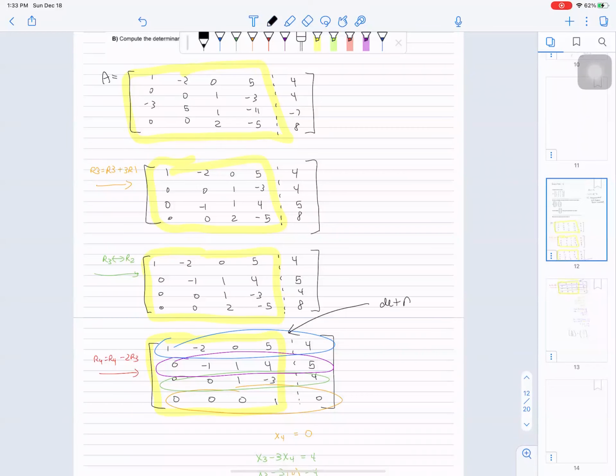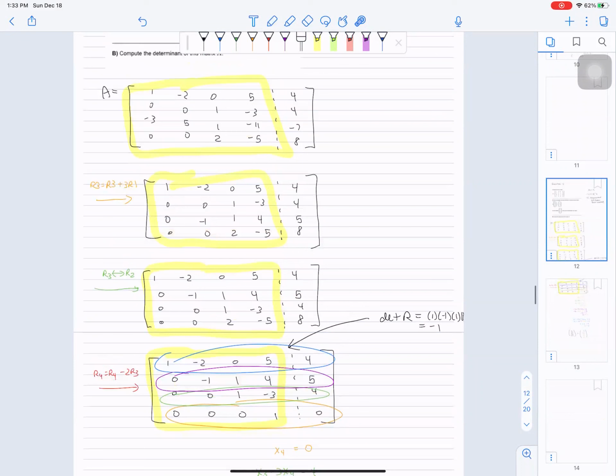The determinant of R is, well, now that it's in an upper triangular form, I can just multiply the terms on the diagonal, which are 1, negative 1, 1, and 1. So I get negative 1. But I need to get back to A. So what is the formula? Determinant of A equals determinant of R divided by whatever changes I made. So what changes did I make?